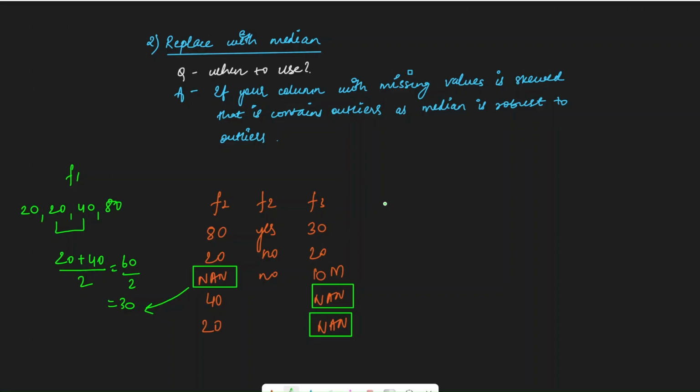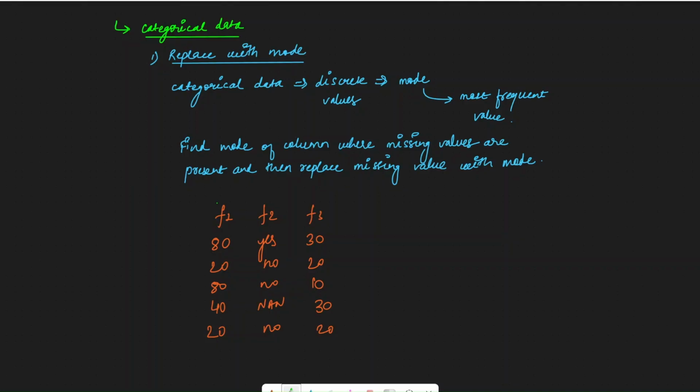Similarly for F3, we will again need to find the median. I'm going to arrange this in ascending order, 10, 20 and 30, and we can say that this is the median, and we are going to replace our missing values with this 20, which is the median of this column. So this is how we use median to replace our missing values. Always remember that median is a better measure as compared to mean when it comes to outliers. Now we have imputed numerical data, but what about categorical data?